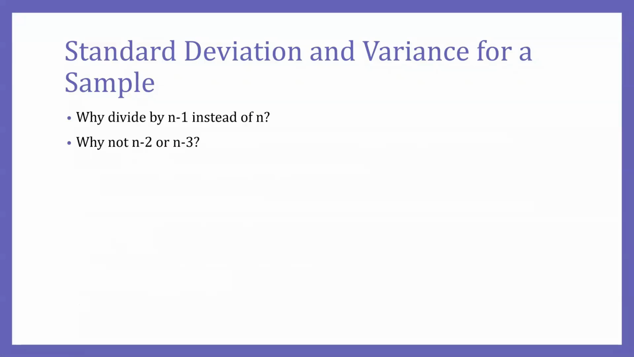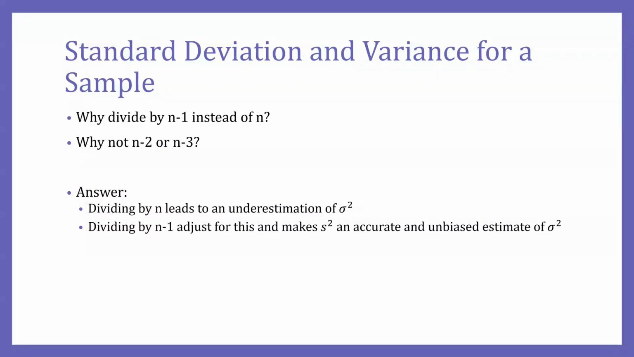Why not just n? Why not n minus 2? Why not n minus 3? The reason for this is if we just straight up divide by the total number in our data set, it ends up systematically underestimating the population variance. And we don't want that. We want our sample statistics to be pretty much the same as those population parameters.